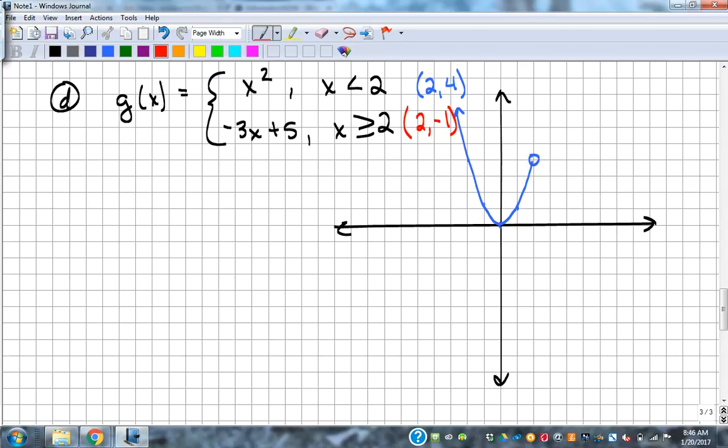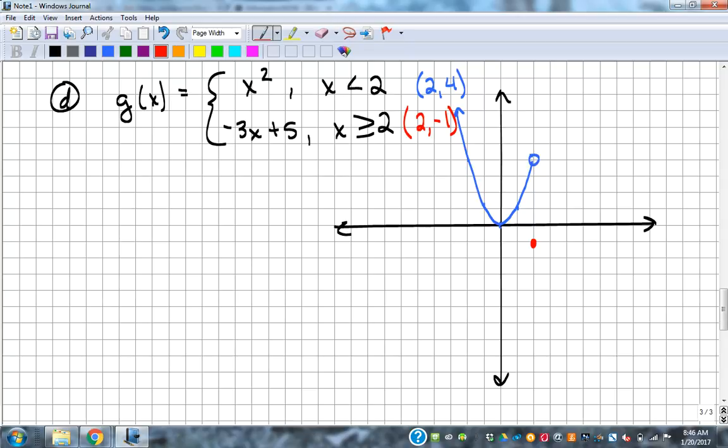I agree. Is that the point included or not? It is included. So 2, -1. Filled in dot. Then it looks like what? It's like -3x plus 5, which is a line in slope-intercept form.